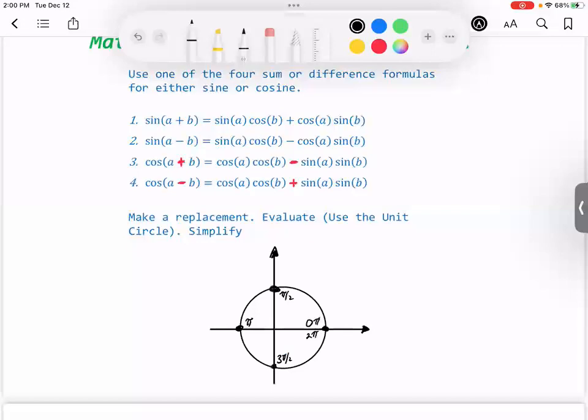Now, all you have to do is just remember the coordinates of these angles, right? So for the first point, 0 and 2 pi, you have the coordinates 1 comma 0. At pi over 2, you got 0 comma 1. At pi, you got negative 1, 0. And at 3 pi over 2, you got 0, negative 1. And from your unit circle, you know that sine of any angle theta is always equal to the y coordinate, and cosine of any angle is equal to the x coordinate.